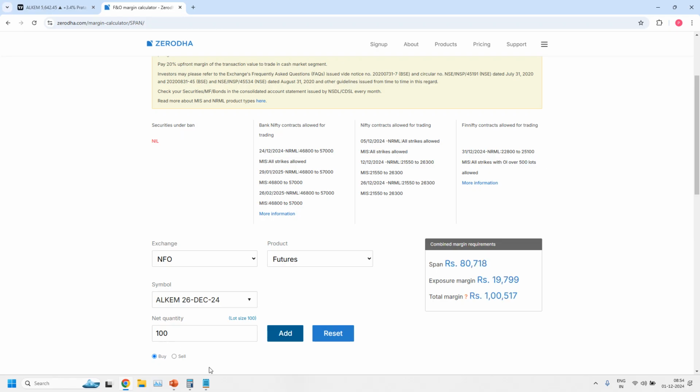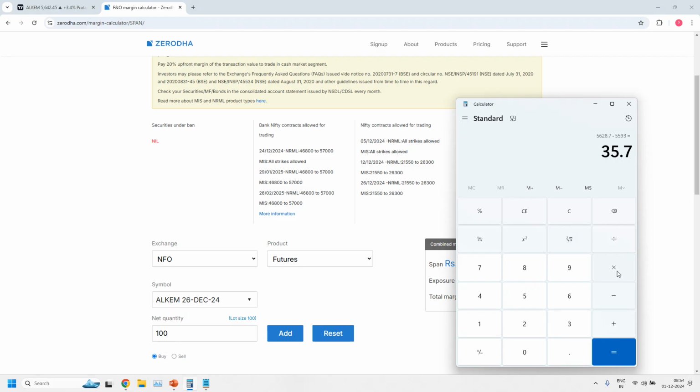So 100 is the lot size. 35.7 into 100, you would have got 3,570 rupees profit in just 15 or 20 minutes, because the trade is completed. But this is not an intraday trade. This is a DIT trade. Sometimes the opportunities we are getting are because of revised targets. By properly fine-tuning the zone, we are capturing our trades.